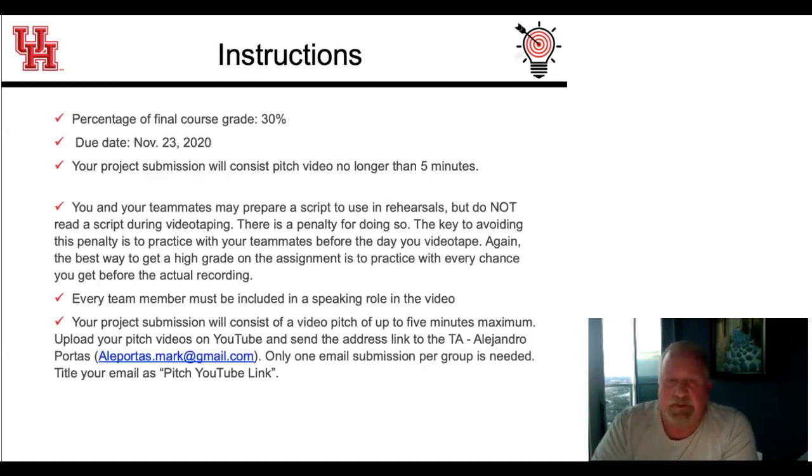Now, a few things about instructions. This is a very important project for your team. It represents 30% of the grade of your team. Now, I expect everyone to do fairly well on this because you've got plenty of time to work on it, and you're really going to be thinking up great ideas behind this as a team and thinking through how you develop this and develop the idea behind the pitch. You may even record yourselves multiple times before you find one that's going to work for you.